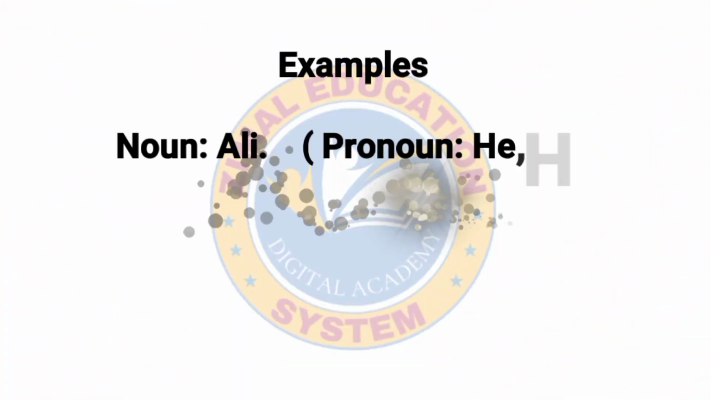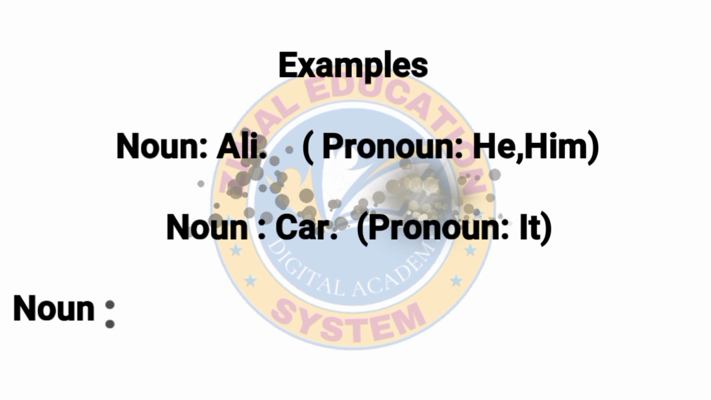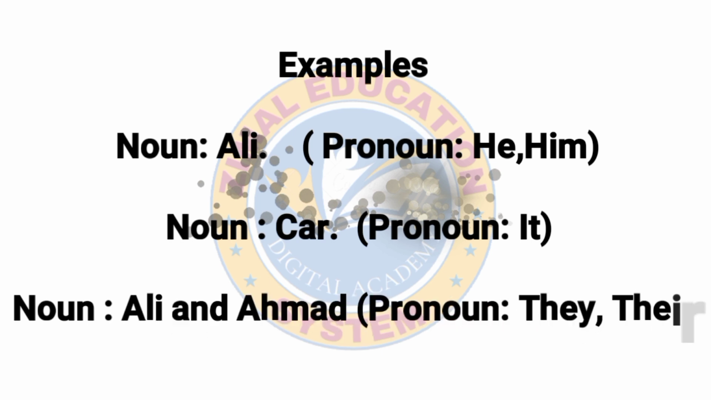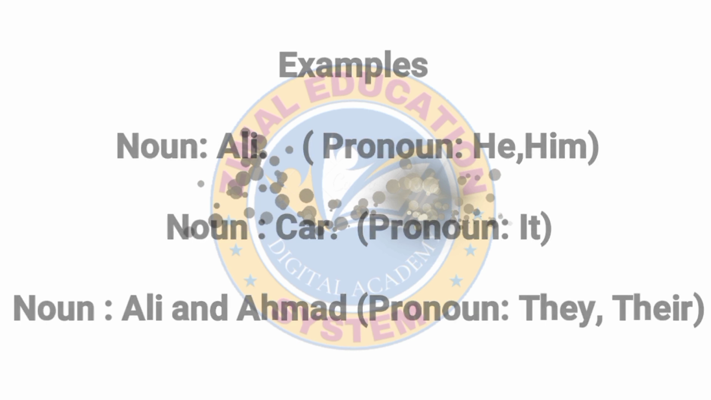Examples of pronoun. For noun Ali, its pronoun will be he, his, him. For noun car or other thing, its pronoun will be it. For noun Ali and Ahmad or other plural names, the pronoun will be they, their, them.